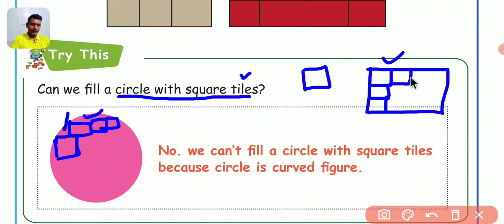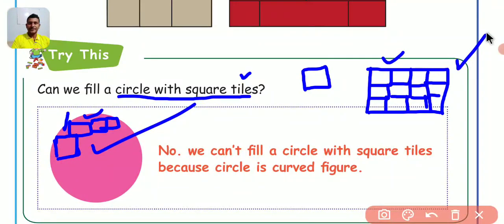You see, in this way we can't fill a circle. Here we can fill by using the square. Okay, now I hope you understand. Next we move on to the next topic.